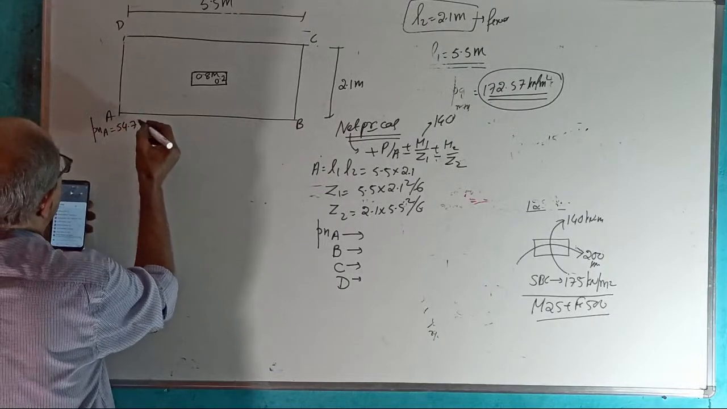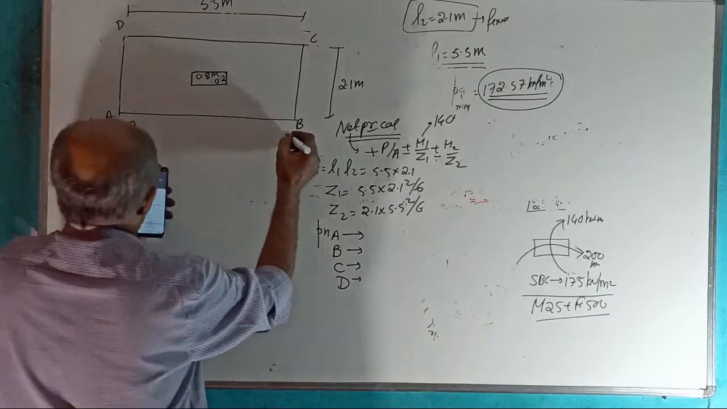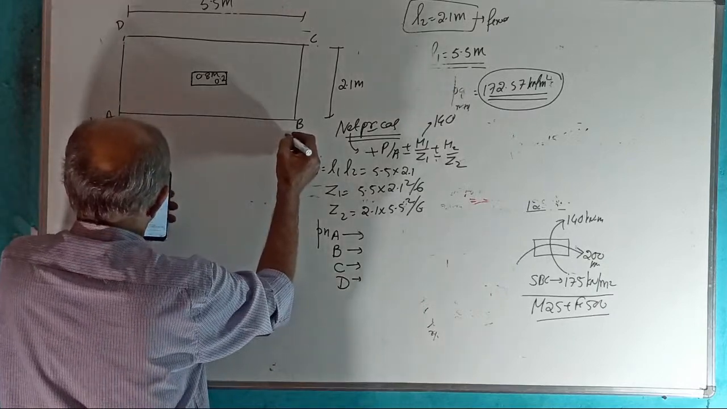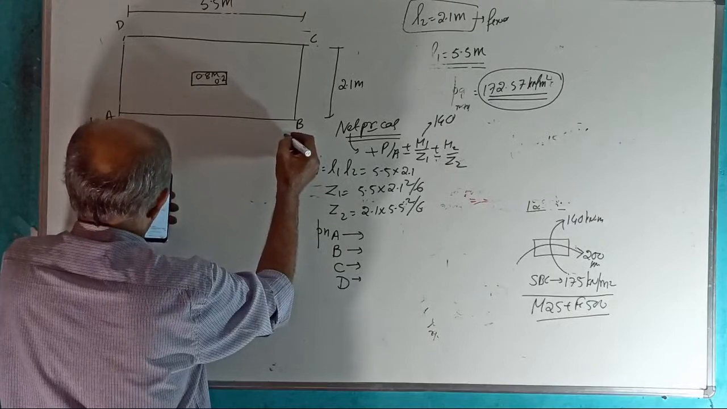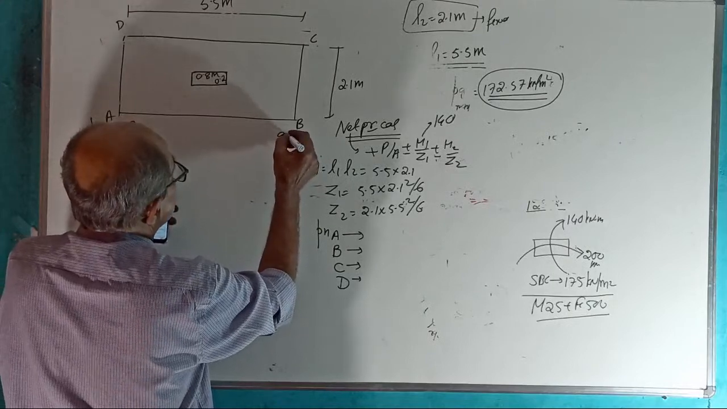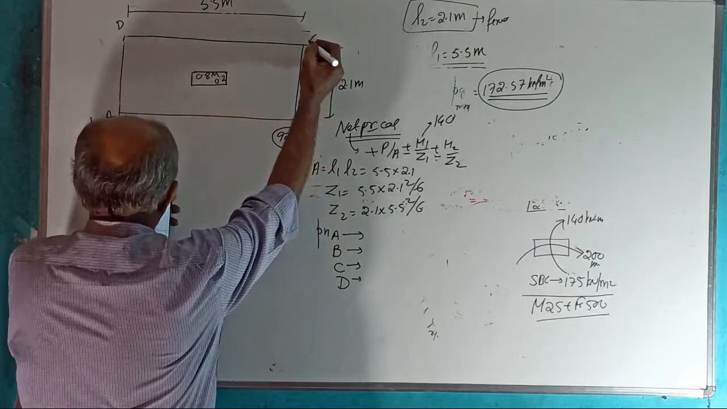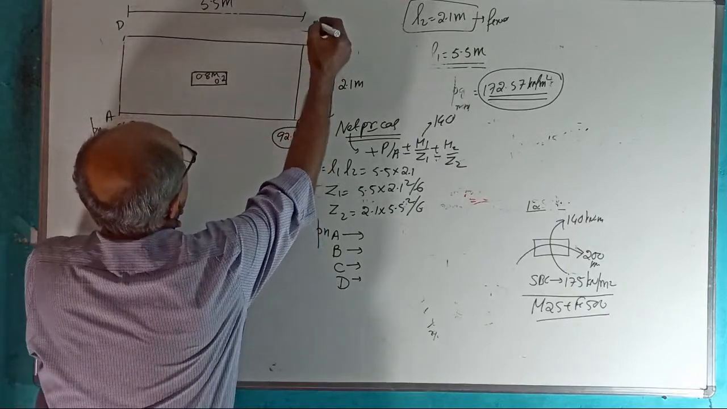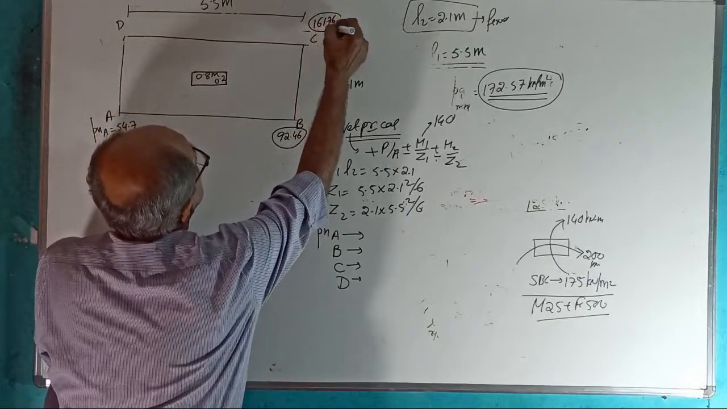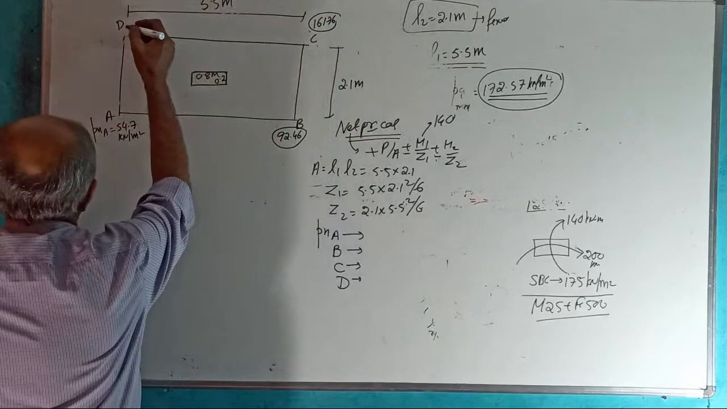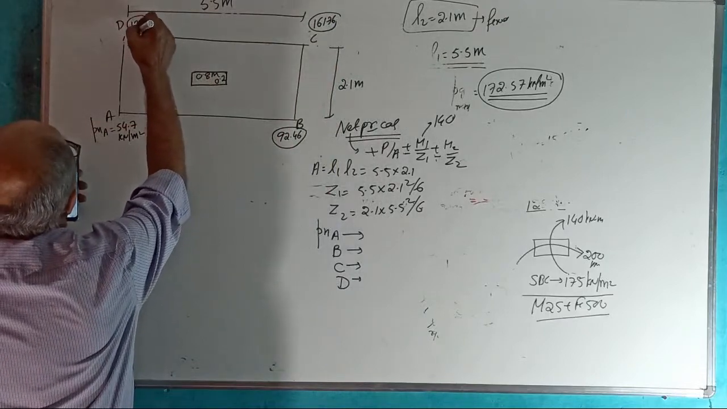54.7 kilonewton per meter square. Net pressure at B 92.46 kilonewton per meter square. Net pressure at C 151.76. Net pressure at D 124 kilonewton per meter square.